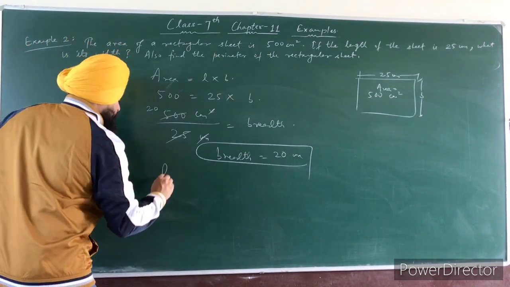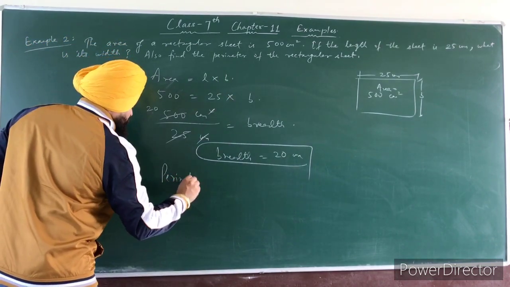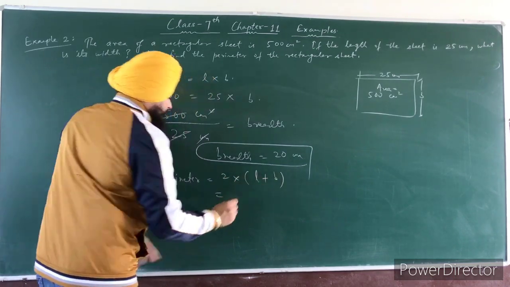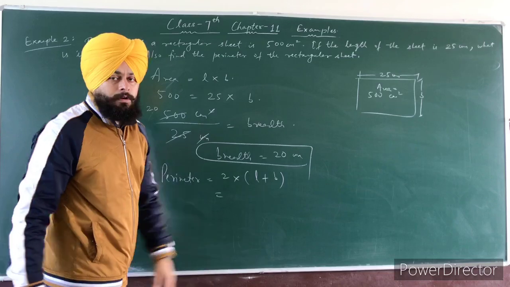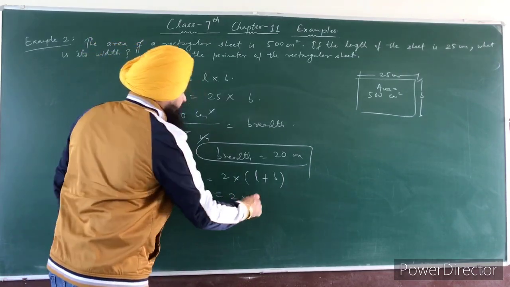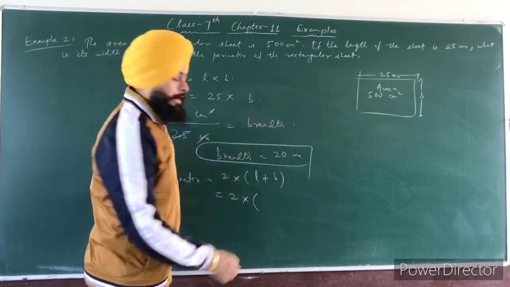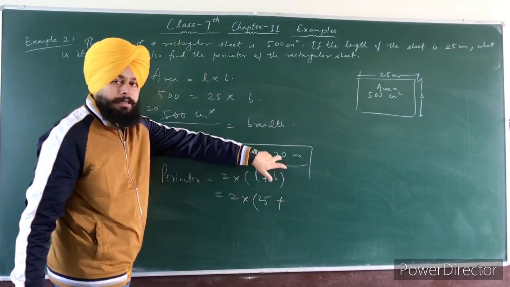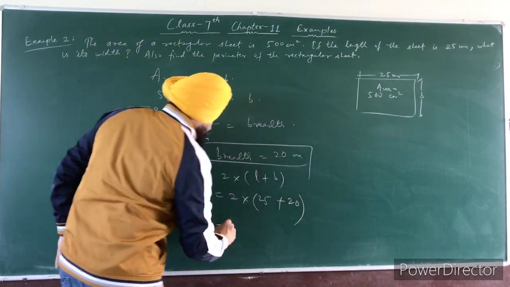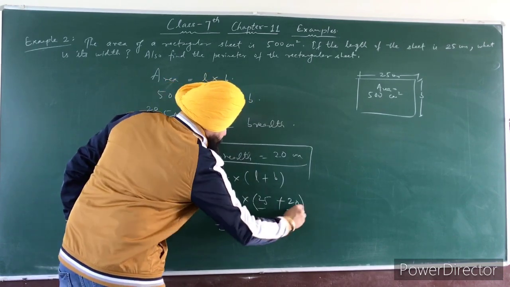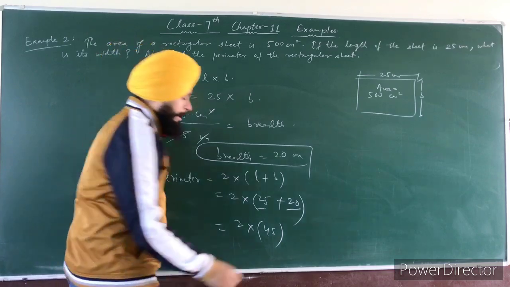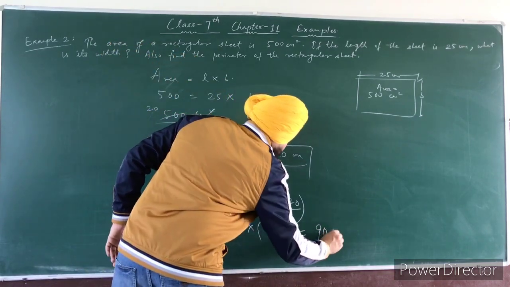So the perimeter of the rectangular sheet is 2 multiplied by length plus breadth. L stands for length and B for breadth. Length is given already, that is 25 centimeter, and breadth which we found is 20. So 25 plus 20 is 45, and 45 twos are 90. Unit is centimeter.